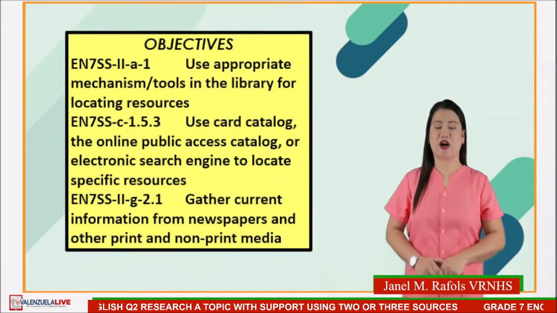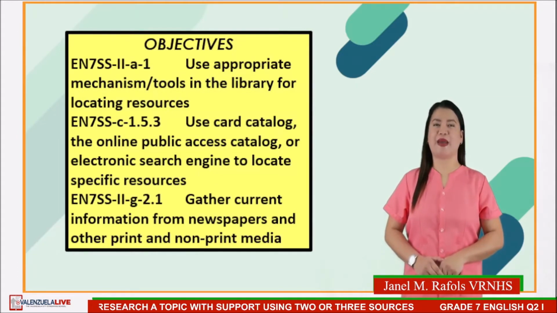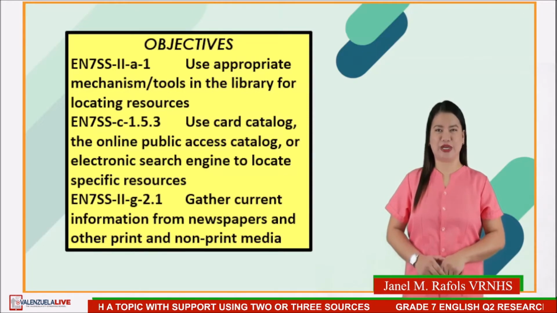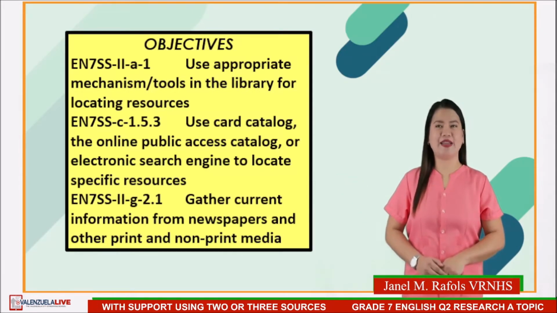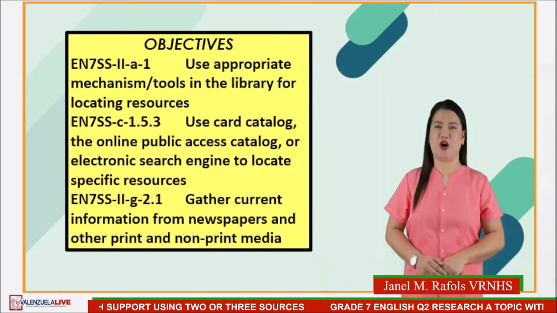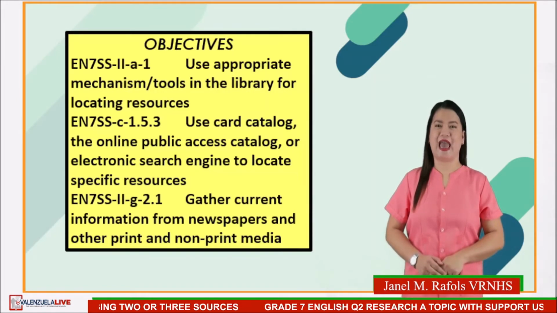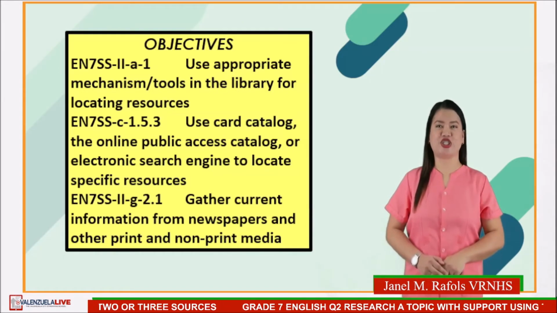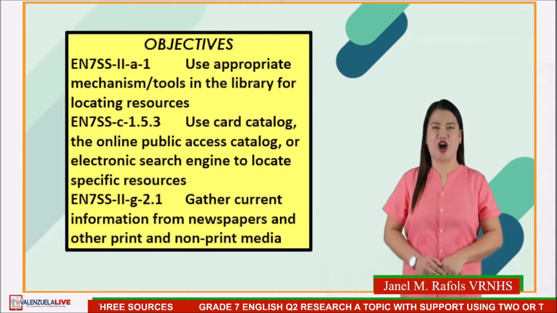The following are our objectives. Use appropriate mechanism or tools in the library for locating resources. Use card catalog, the online public access catalog, or electronic search engine to locate specific resources. Gather current information from newspapers and other print and non-print media.